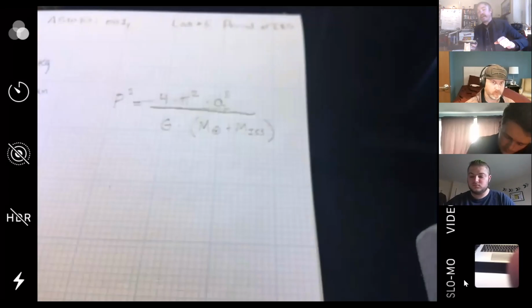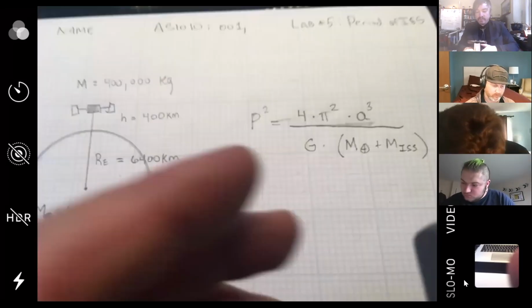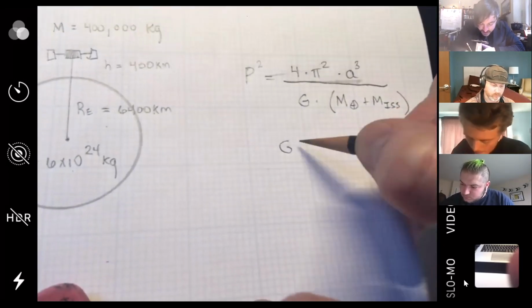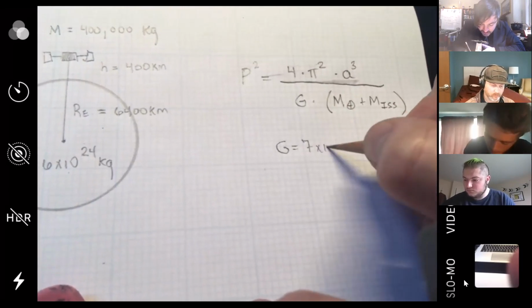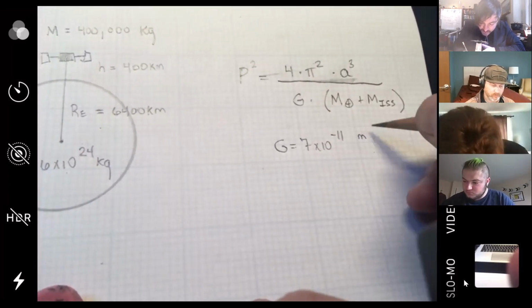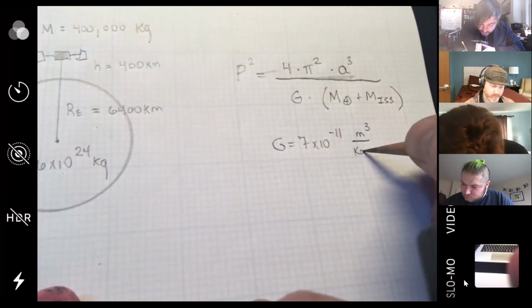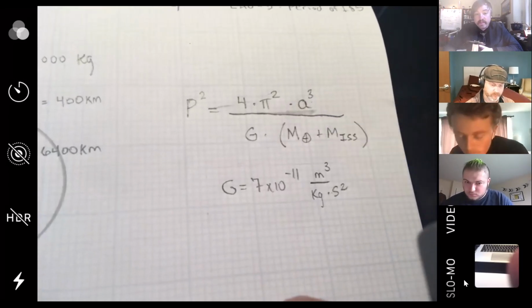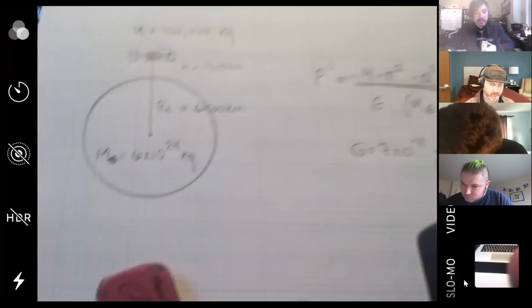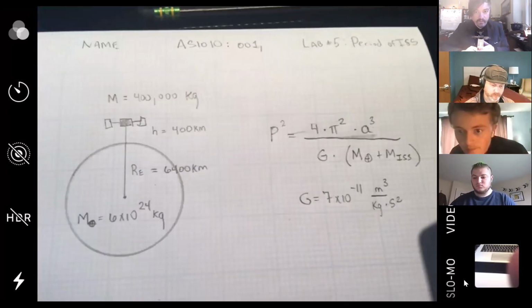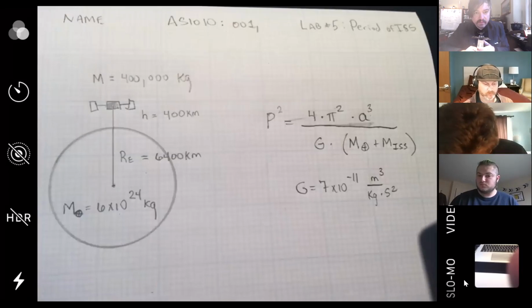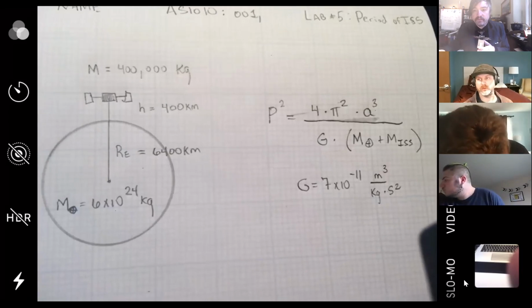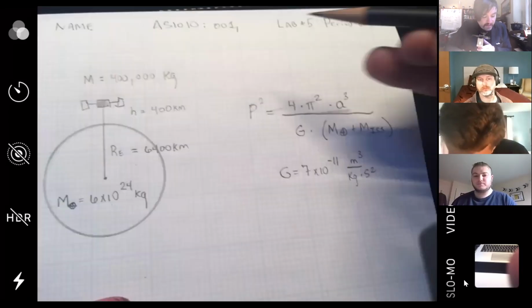All right, let's see if we can identify all of our variables. We know 4, we know pi squared, we know big G. Big G is always 7 times 10 to the minus 11 meters cubed per kilogram per second squared. We need to focus on the A, we need to focus on the mass. Let's start with the A. What is the A here, students? What are we using? 400 kilometers.